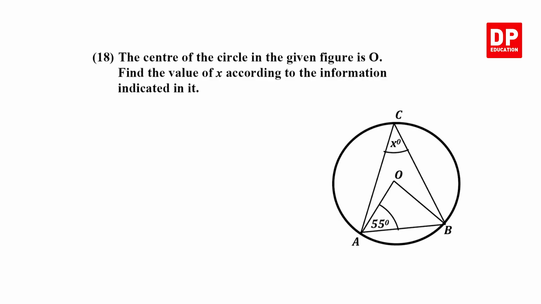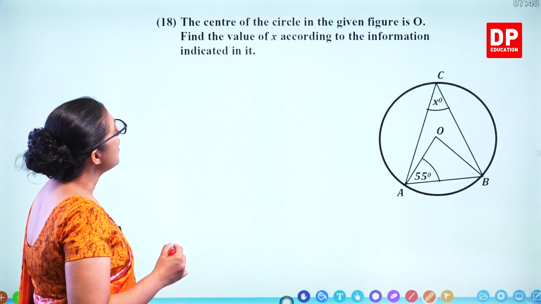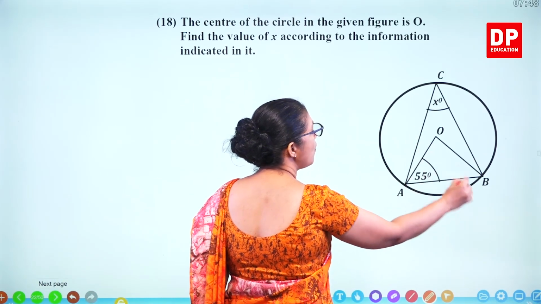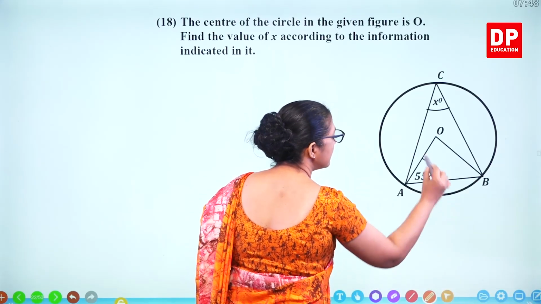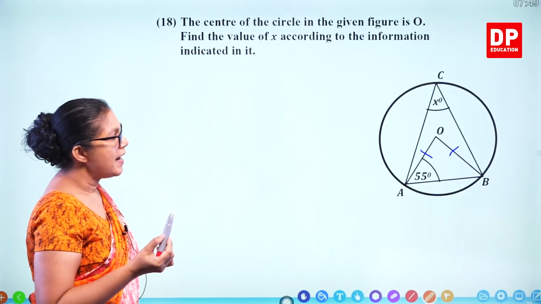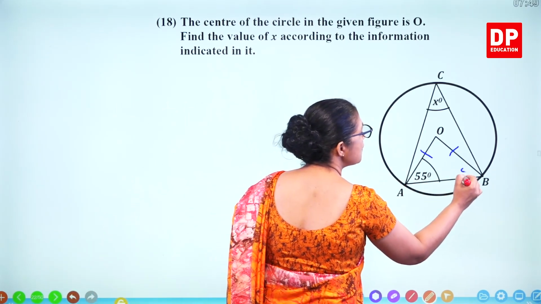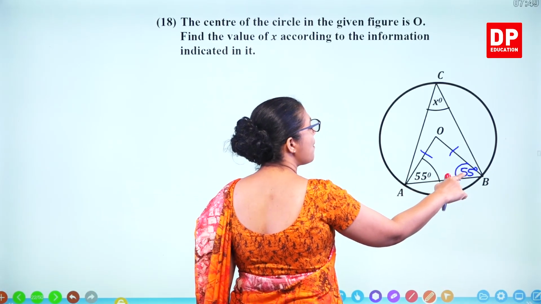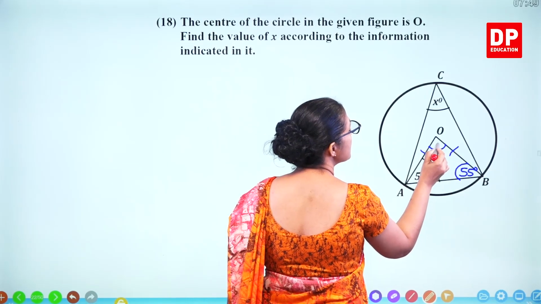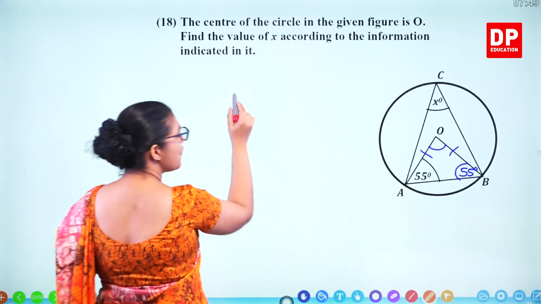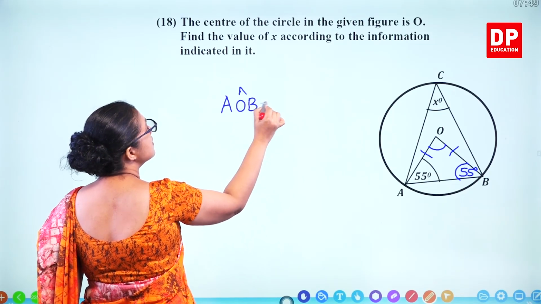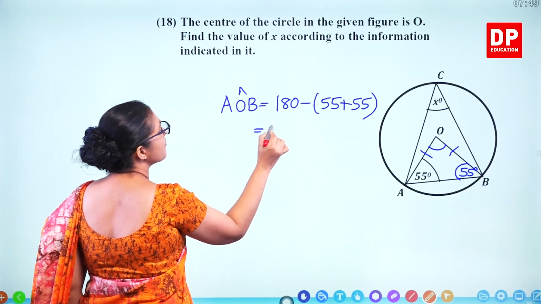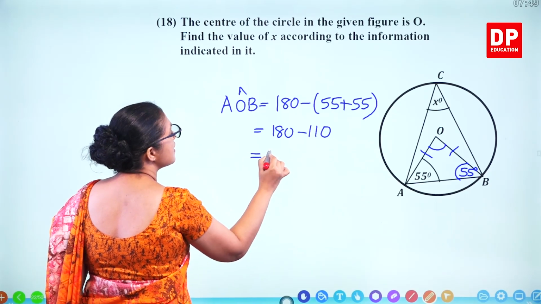Question number 18. The center of the circle in the given figure is O. Find the value of x according to the information indicated in it. Here, can you see OA and OB are both equal? Because they are radii, if this is 55, this is 55. Isosceles triangle. So first we find the angle AOB. That's 180 minus 55 and 55. 55 and 55 becomes 110, so 180 minus 110 is 70 degrees.